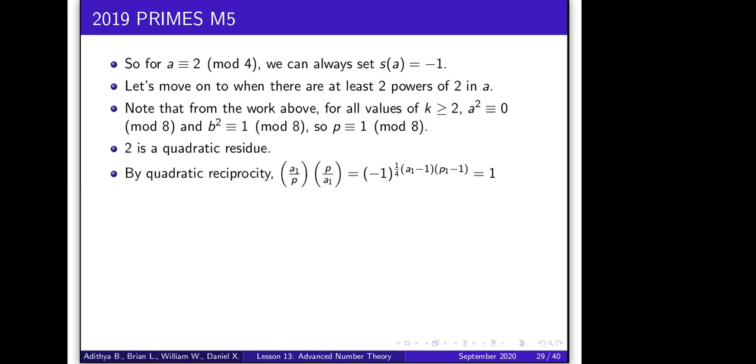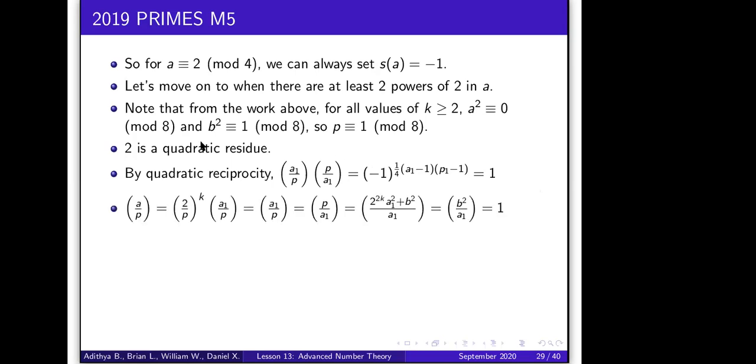So then we can just use the same process that we've been using throughout this problem and apply quadratic reciprocity with A1 and P. So (A1 over P) times (P over A1) is -1 to the 1/4 times (A1 minus 1) times (P minus 1). That's also a typo. So since P is 1 mod 8, we can say that this is equal to 1.